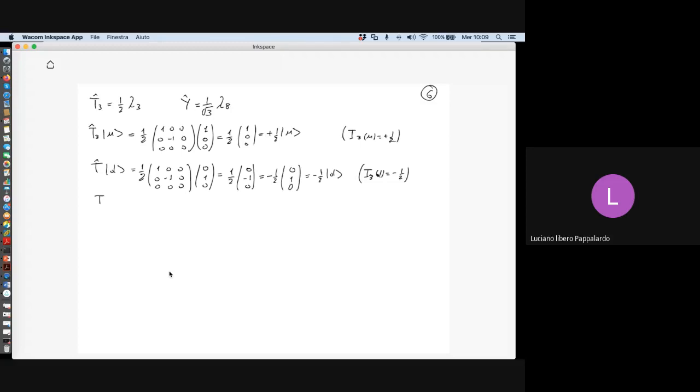Now we apply this to the strange quark. The matrix 1, 0, 0, 0, minus 1, 0, 0, 0, 0, applied to 0, 0, 1. And once you do that, you obtain 1/2 times the null vector, 0, 0, 0, that is 0. And in fact, as we know, the strange quark has clearly 0 isospin.